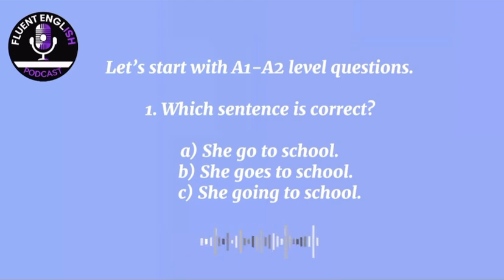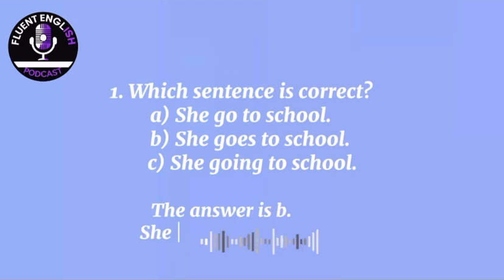1. Which sentence is correct? A. She go to school. B. She goes to school. C. She going to school. The answer is B. She goes to school.